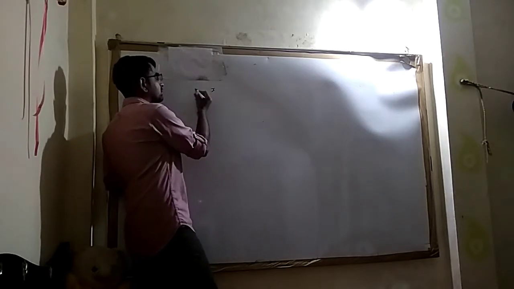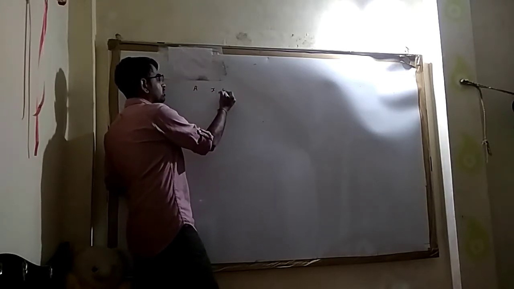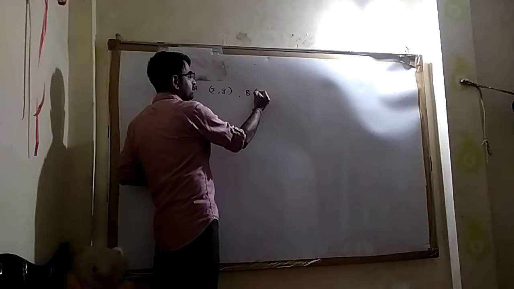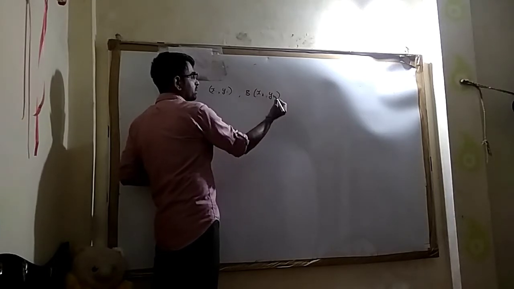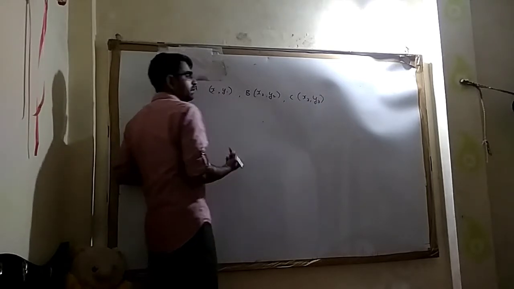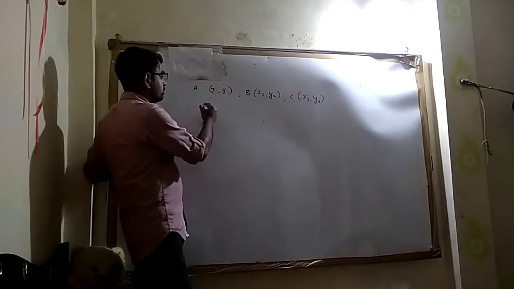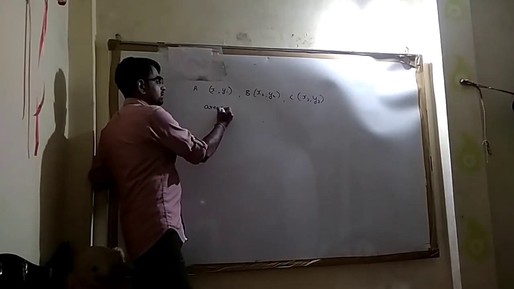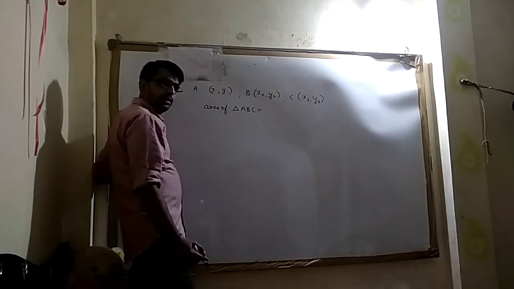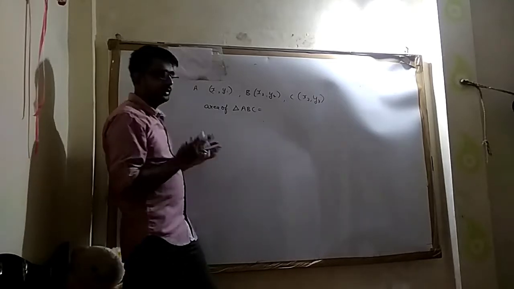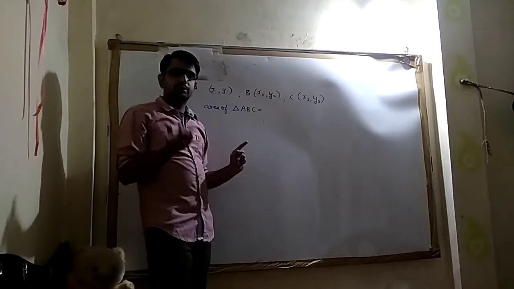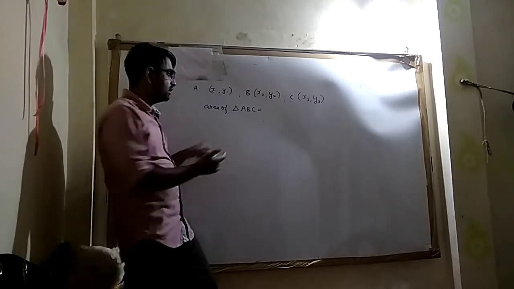Suppose there are 3 points, say coordinates of A are x1 y1, coordinates of B being x2 y2, and coordinates of C being x3 y3. Then the formula for finding area of triangle. I am directly writing the formula, not deriving it, because this is the deleted topic. Still I am explaining. So area of triangle ABC is simple half.